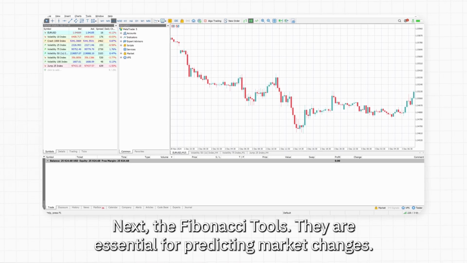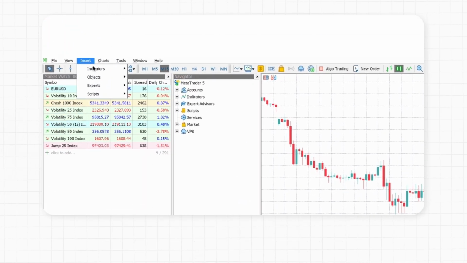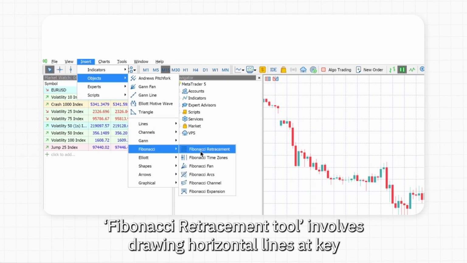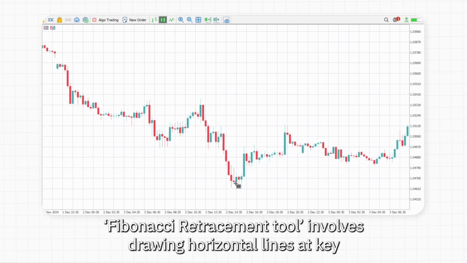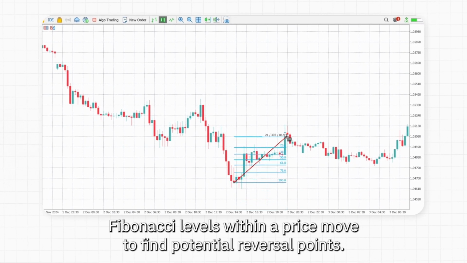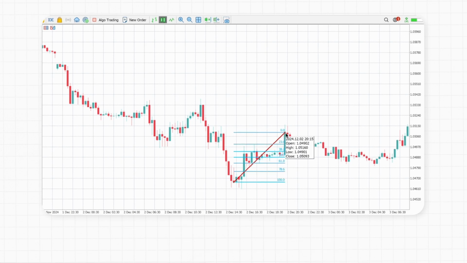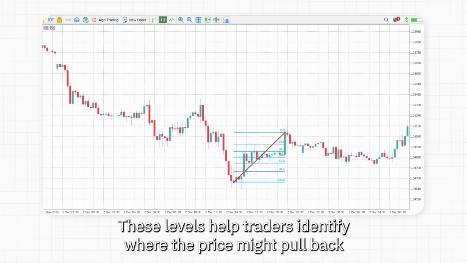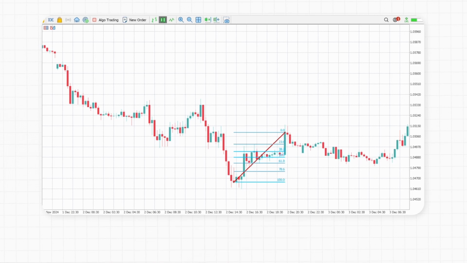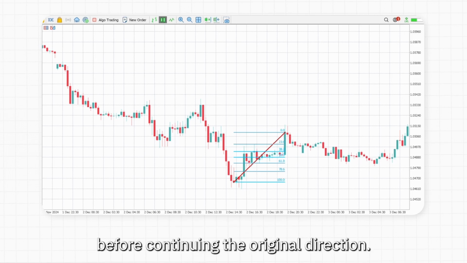Next, the Fibonacci tools. They are essential for predicting market changes. The Fibonacci retracement tool involves drawing horizontal lines at key Fibonacci levels within a price move to find potential reversal points. These levels help traders identify where the price might pull back before continuing in the original direction.